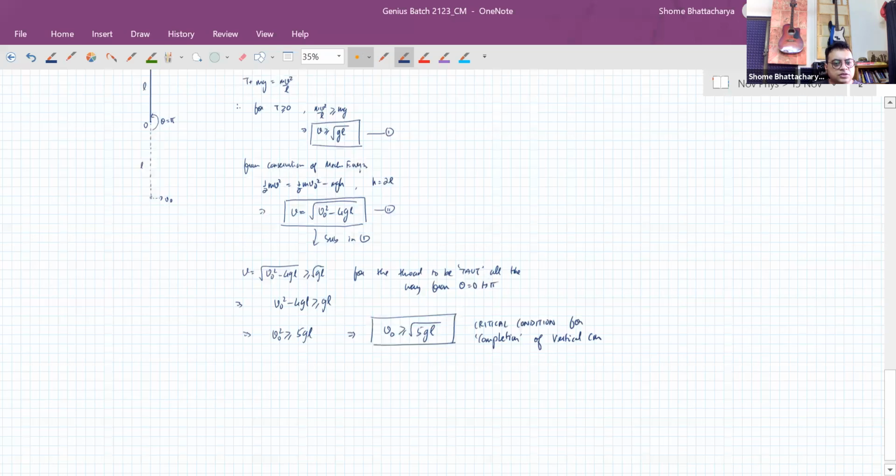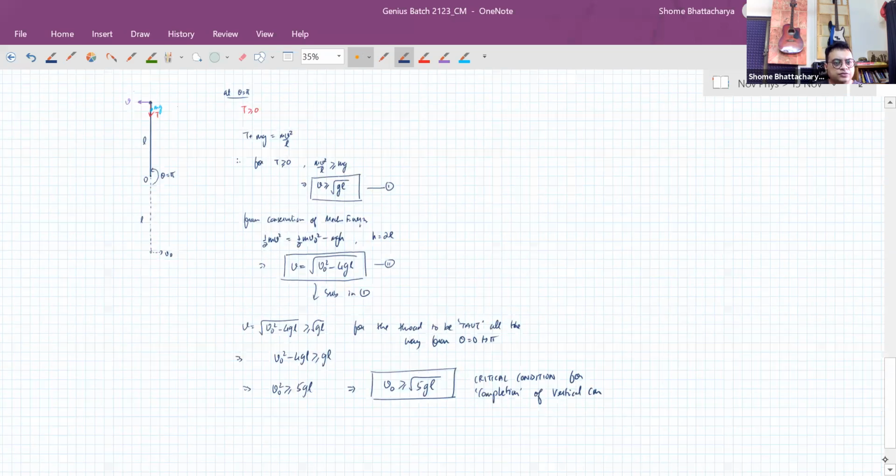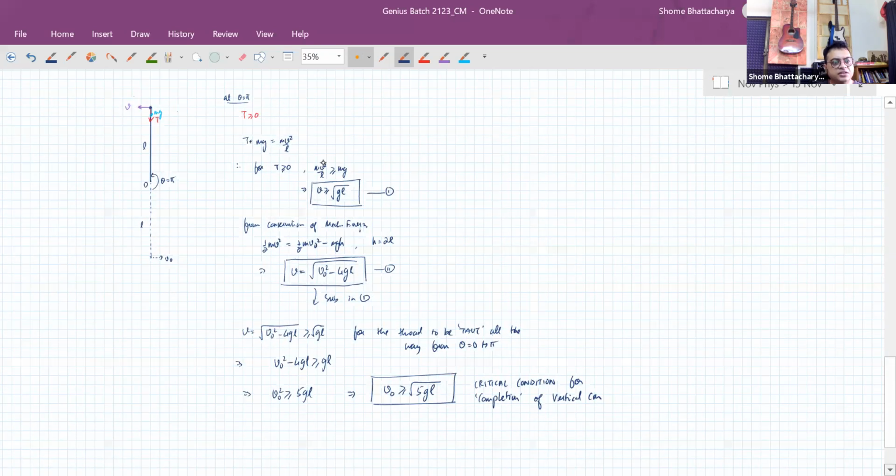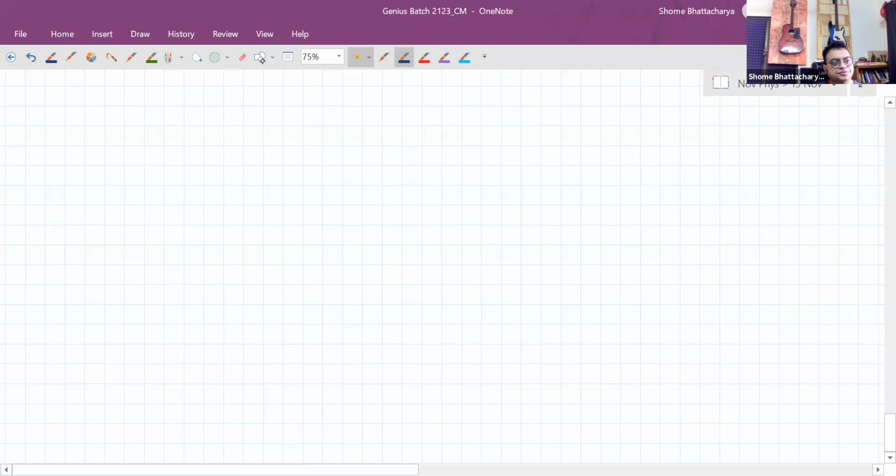Okay, so now based on this, we can list a set of different conditions of how the circular motion will progress.